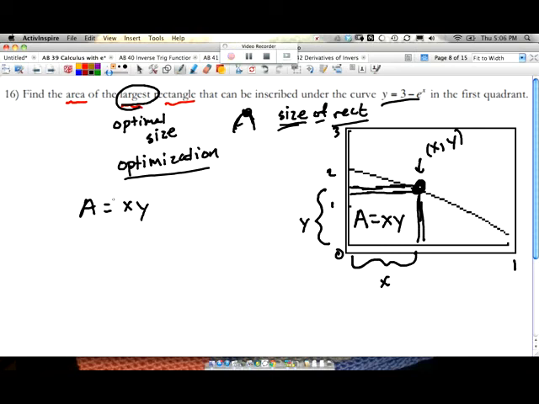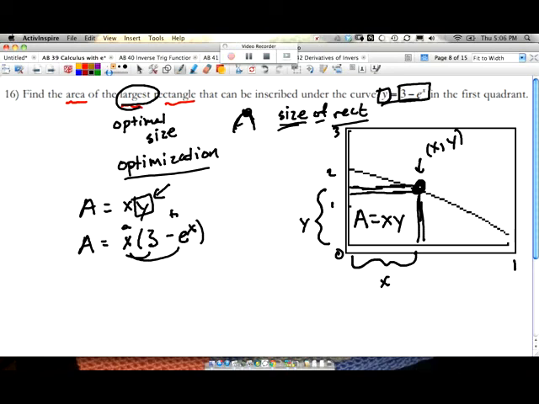That's my function that I want to take the derivative of. But wait a second. I don't even have to do implicit differentiation because I know what y is. It's up here. Y is 3 minus e to the x. So this is going to be x times 3 minus e to the x. That's helpful because now I could take the derivative of that, optimize it, maximize it, make it big.